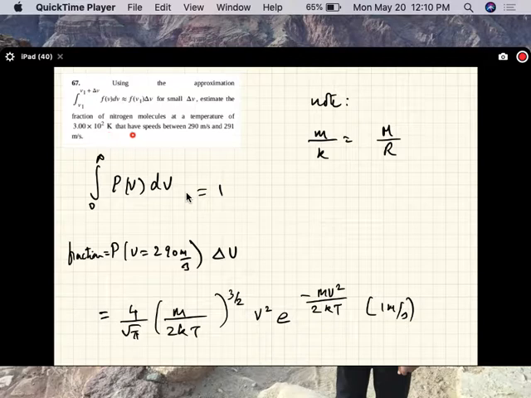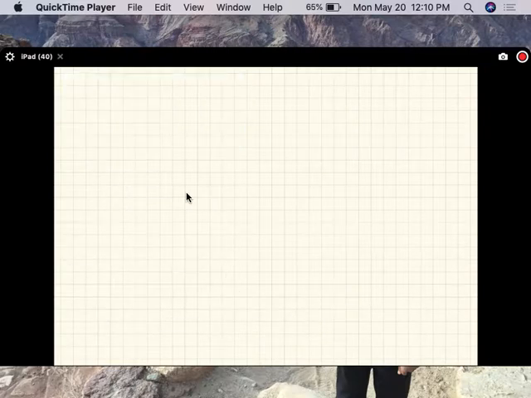300 degrees Kelvin that have speed between 290 meters per second. Okay, so what this approximation is telling you is the following: the integral from v to v plus epsilon of f(v) dv.